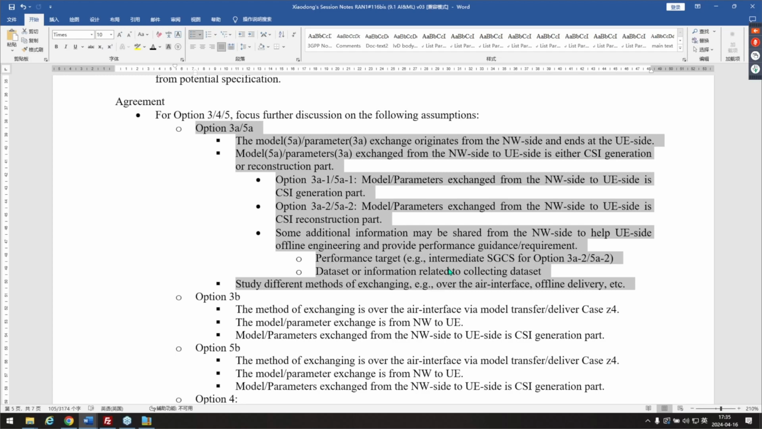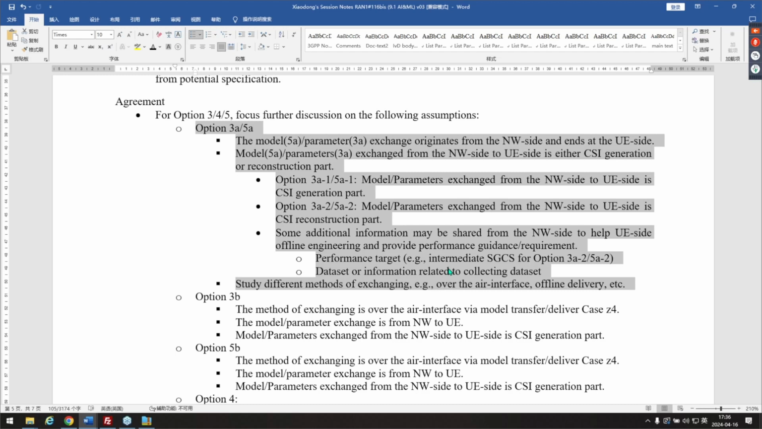Yeah, both could be shared, but if the performance target is important, then the network could share the CSI reconstruction part only, then go with 3A2 or 5A2. If you go with 3A1 and 5A1, then it's not clear what you can do in terms of understanding the final target without the decoder.